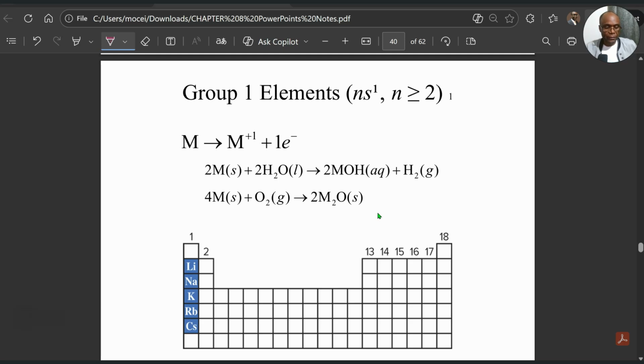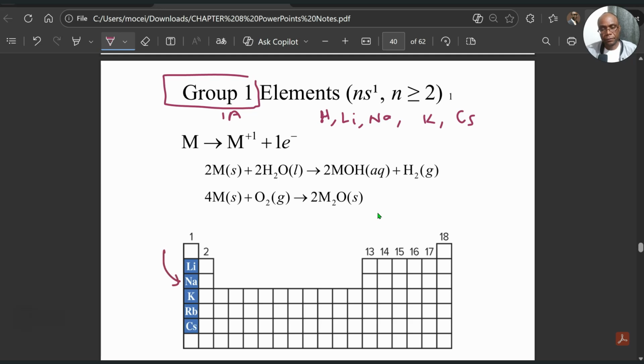Now let's summarize the behavior of elements in all groups or most groups of the periodic table. We are summarizing chapter 8 with this. So the first group is group 1, otherwise called group 1A. This one will include hydrogen, lithium, sodium, potassium, cesium, those ones, these guys in blue, and rubidium. They tend to react by losing one electron.